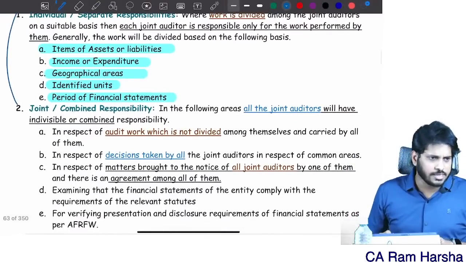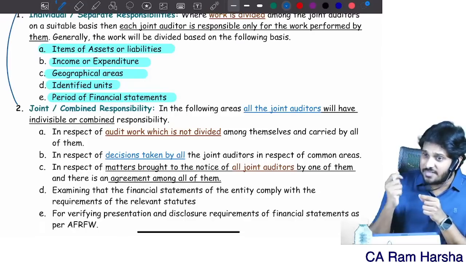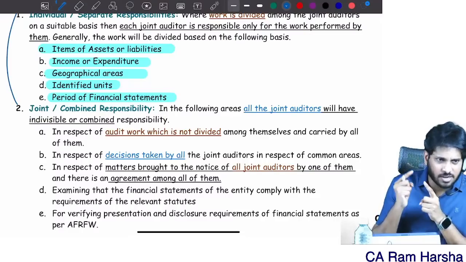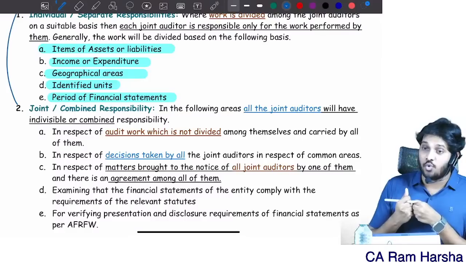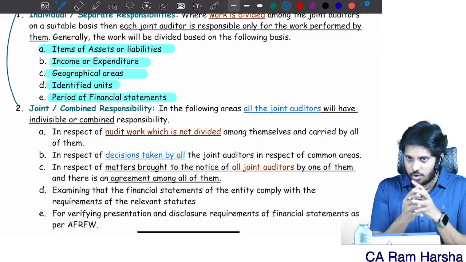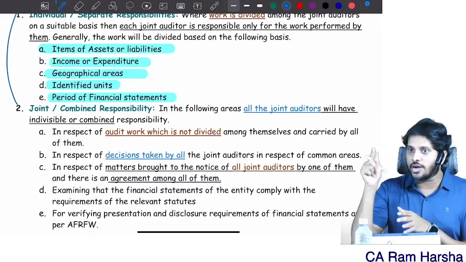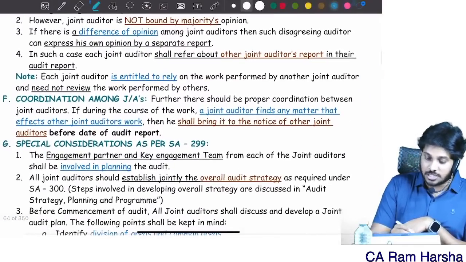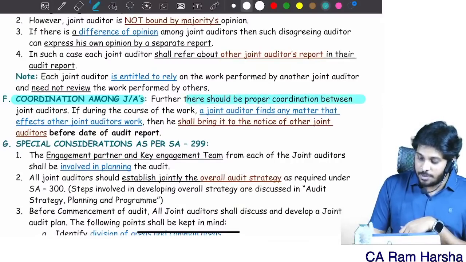Now, joint auditors divide the work and then do it, right? What is the responsibility for other joint auditors' work? Do they have responsibility even for other joint auditors' work? No. Each joint auditor is responsible only for the work allocated to him. Whatever work he took, only that he is responsible for. He is not responsible for other joint auditors' affairs. But you must have proper coordination among joint auditors. There should be proper coordination.